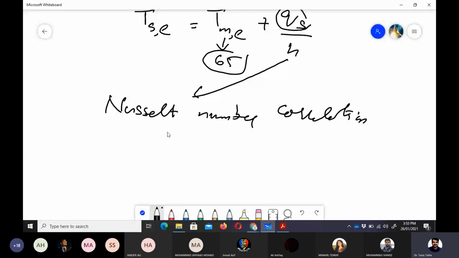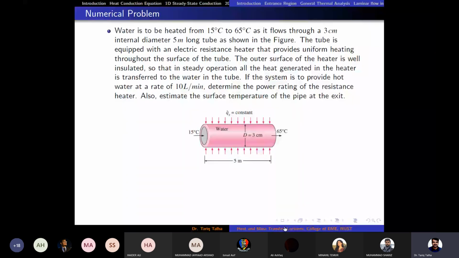Right. So to determine the Nusselt number correlation, first of all we need to determine the Reynolds number, which is rho Vd upon mu. Once we see whether the flow is laminar, turbulent, or transitional, we can choose the Nusselt number correlation accordingly and get the value of the Nusselt number from it. So now I have explained the procedure, how we are going to proceed. Now we can look at the values.